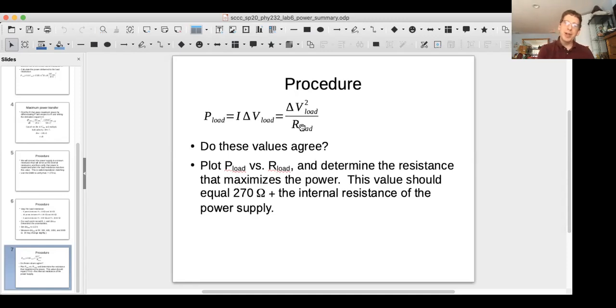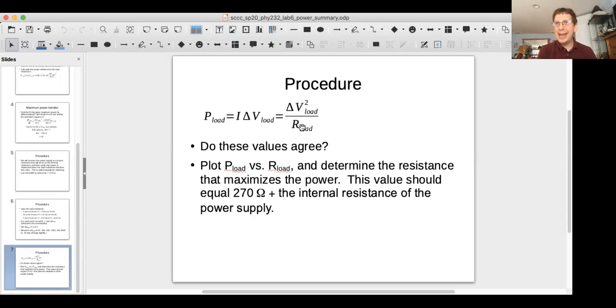And then you're going to make a plot of the load power versus the load resistance. And you should, within 10 ohms, get a value for the load resistance at which the power peaks. And that should correspond, again, to 270 ohms plus the internal resistance of the power supply.